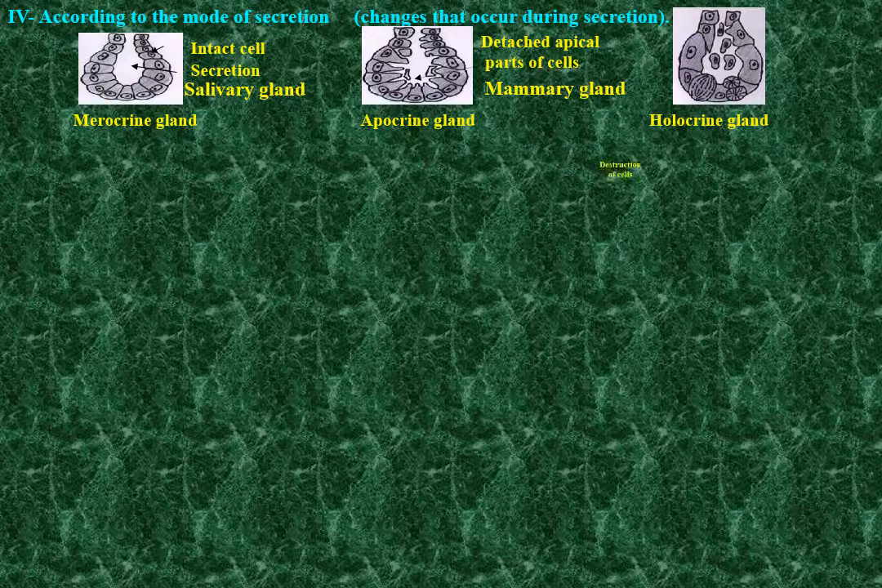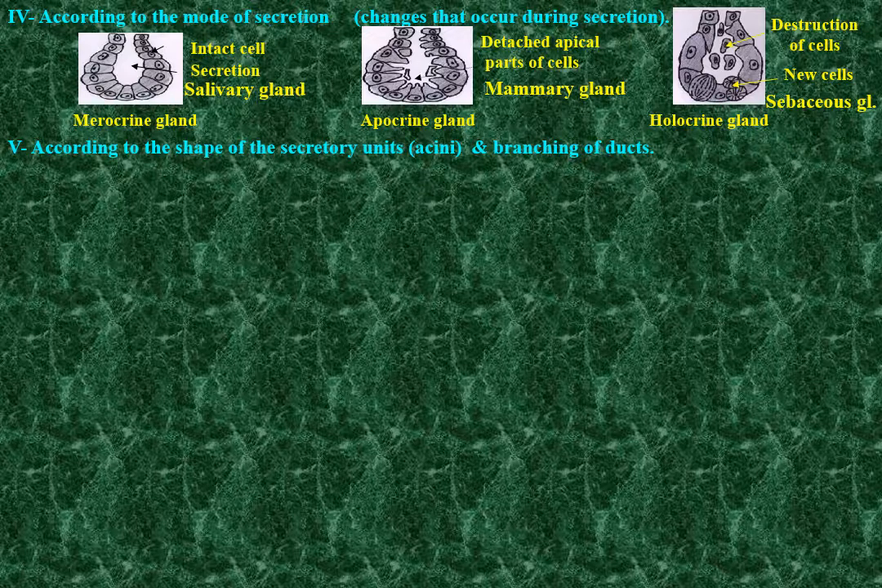Holocrine glands, in which there is complete destruction of the cells in the process of secretion, and their renewal by other stem cells present in the basal part, as in the case of sebaceous glands.